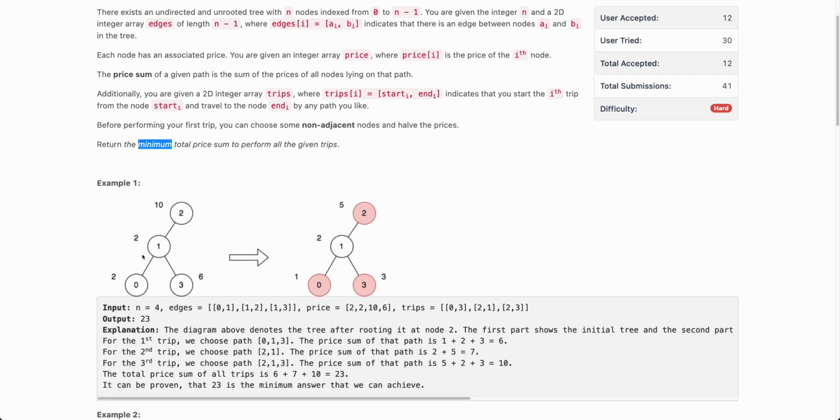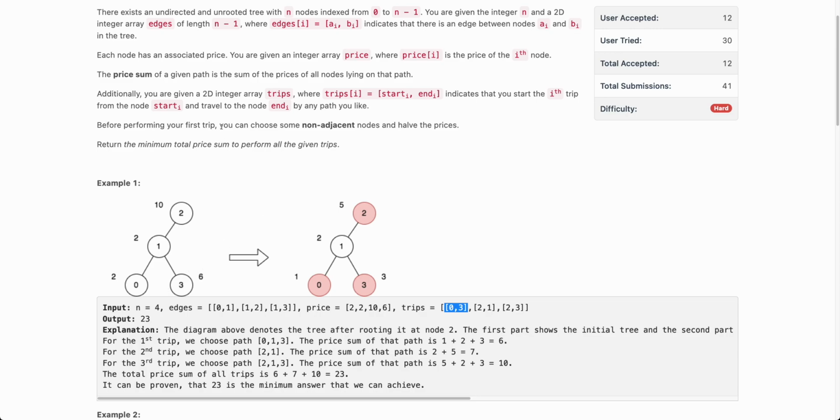Let's say this is the tree, right? And we are given these three trips. First trip is from 0 to 3, that is you'll start at 0 and end at 3. Second trip from 2 to 1 and so on and so forth, right?